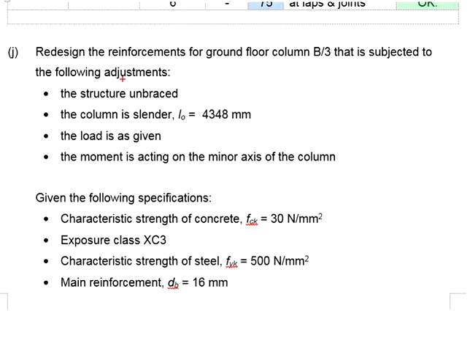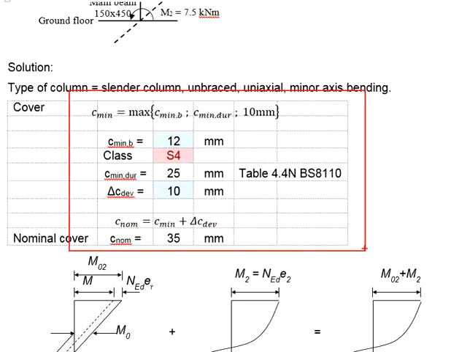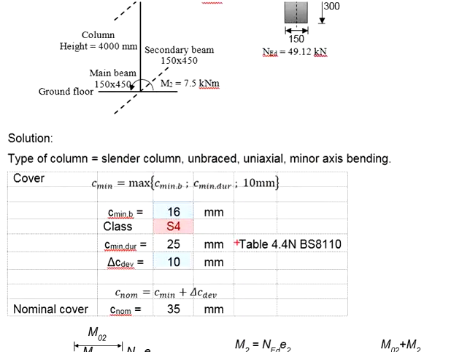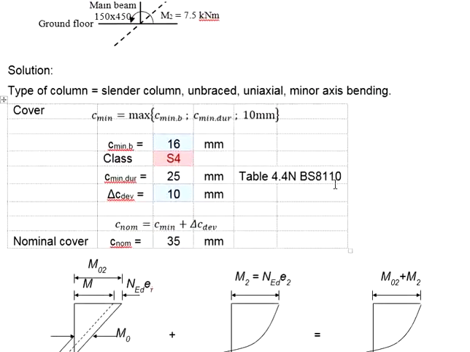Now this column is unbraced, slender, and you have uniaxial load where the moment is acting in the minor axis. Again, we will start with calculating the concrete cover. The reinforcement bar size is 16 mm. That means C_bar will be 16 mm. Exposure class XC3. That means C_dur, for durability, will be 25. Your concrete cover ultimately will be equal to 35 mm.